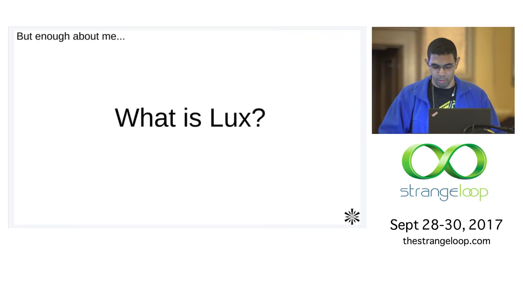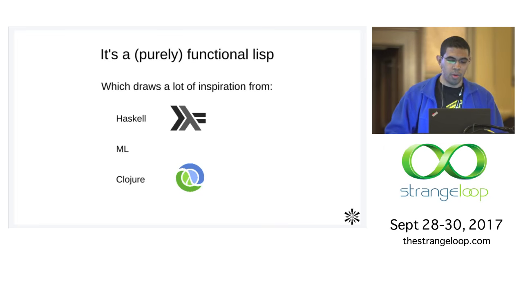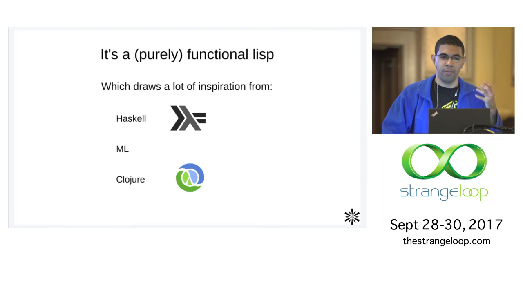Let's talk about Lux. What is it? So basically, it is a purely functional Lisp that draws a lot of inspiration, mostly from Haskell, ML, and Clojure. From Haskell, it takes a lot of the pure functional feeling and semantics and some features here and there. From Clojure, a lot of the syntax and overall look and feel for the language. And from ML, a lot of inspiration for polymorphism and its module system. And I'm actually going to touch on a little bit of that later on.